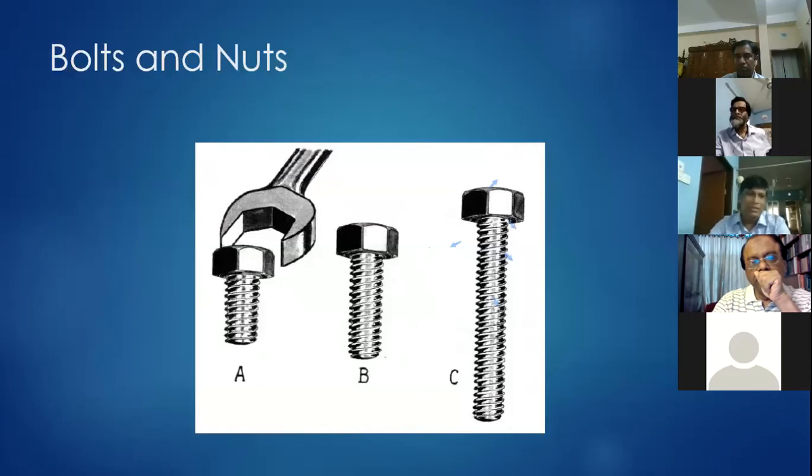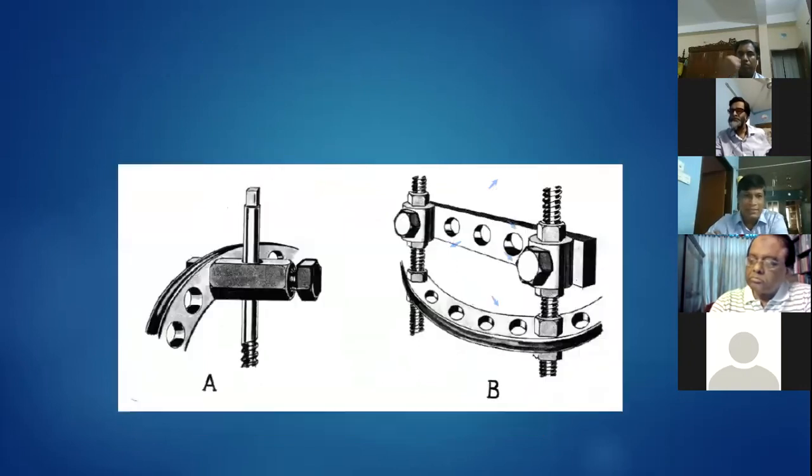Now the auxiliary parts, the bolts and nuts. There are three types of connecting bolts: 10 millimeters, 16 millimeters, and 30 millimeters in length. And there are some uses of the bolts.